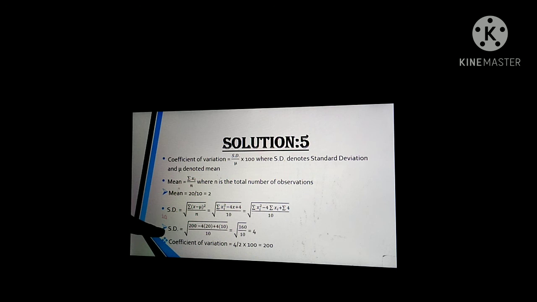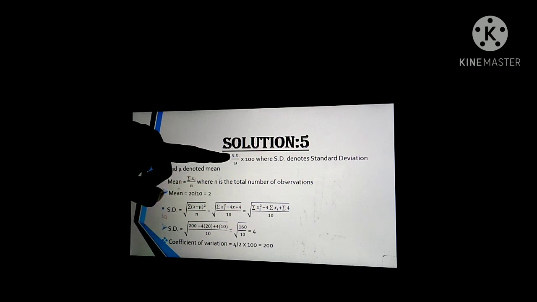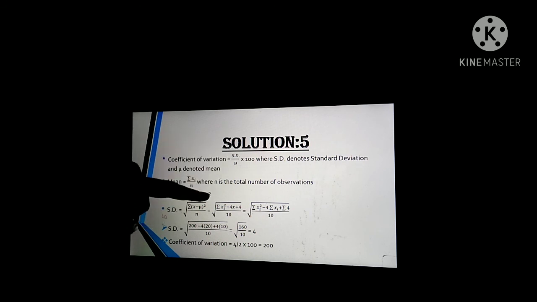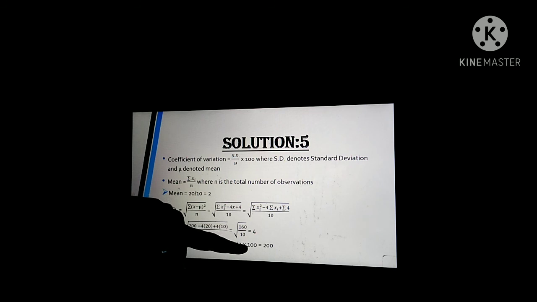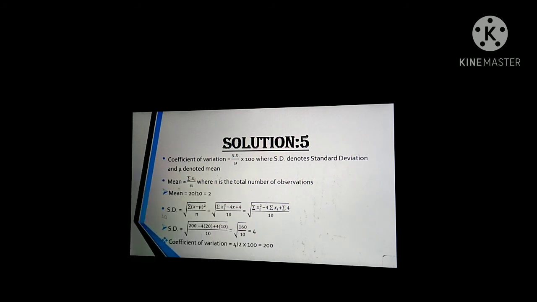So I calculated the value of standard deviation, I calculated the value of mean. You just need to substitute the value here. Standard deviation is 4 divided by mean is 2. So 4 by 2 into 100. So basically this becomes 2 into 100, so 200. So we get the coefficient of variation as 200 for this question.